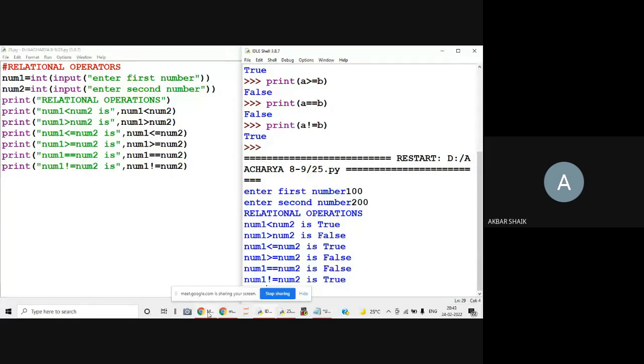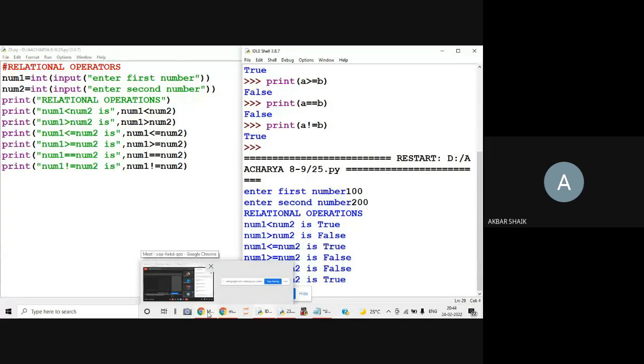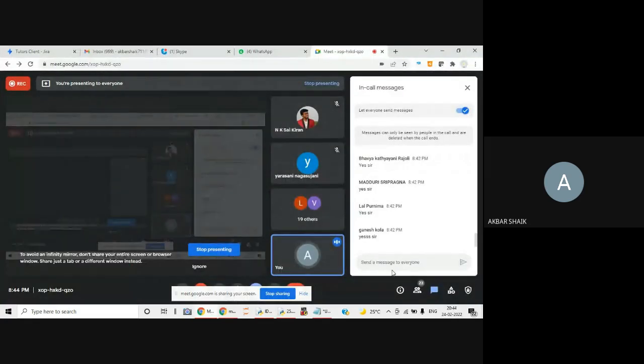All of you please try to understand. If there is any doubt, please respond in the chat box whether you are understanding this program on relational operators or not. Any doubts on the relational operators program? All of you understood? Okay, right.